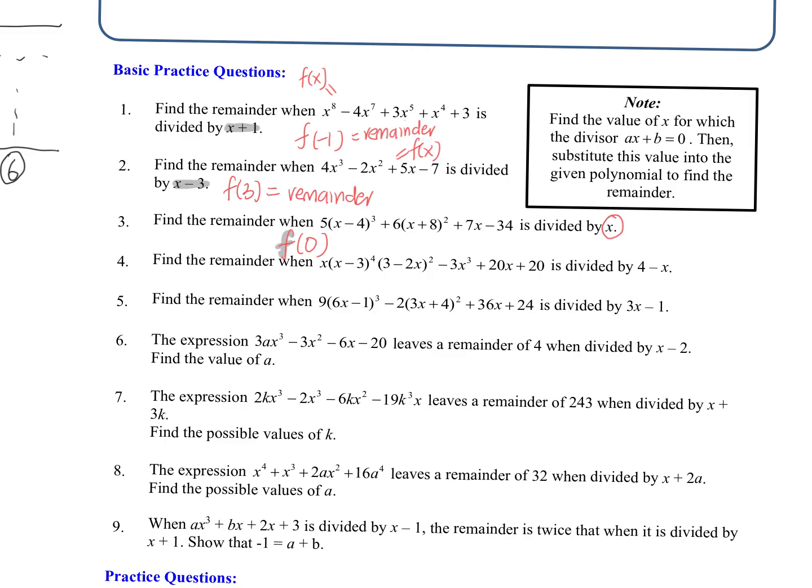Those who have calculated, what's the remainder for this question? 3? Or haven't calculated? I calculate.